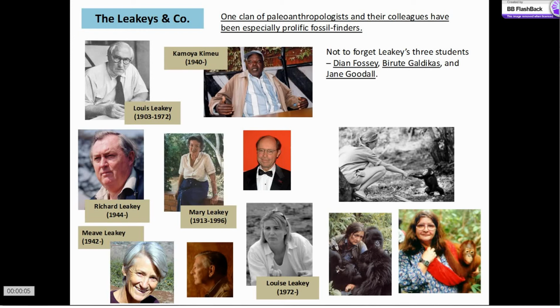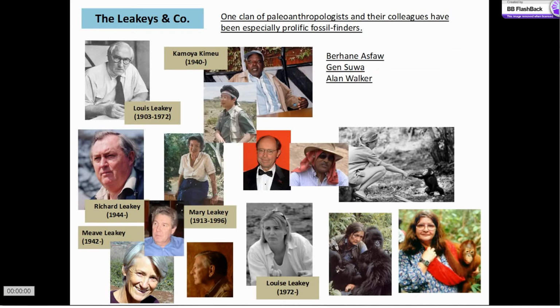And don't forget, of course, Leakey's Angels, quote unquote: Jane Goodall, Dian Fossey, Biruté Galdikas, and then several other prominent researchers like Gen Suwa and Berhane Asfaw and Alan Walker got their starts among the Leakeys as well. It's just a big clan. These people have long arms, and they're sort of at the center of an expansive network of paleoanthropologists and other kinds of researchers who have been making really just these outstanding discoveries that have redefined the field of human evolution.